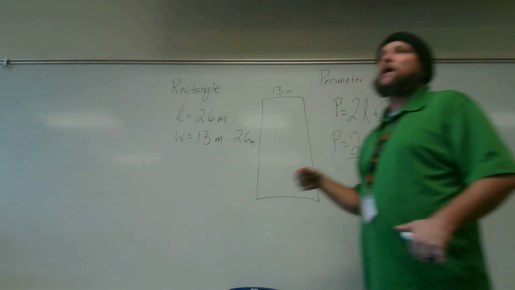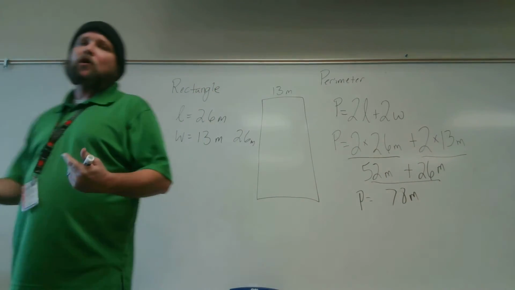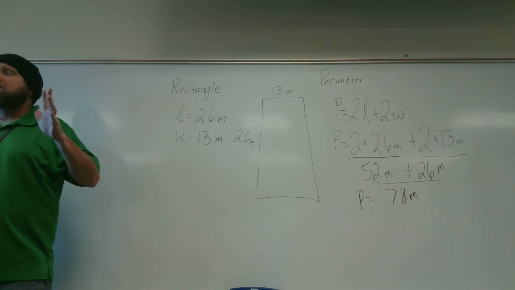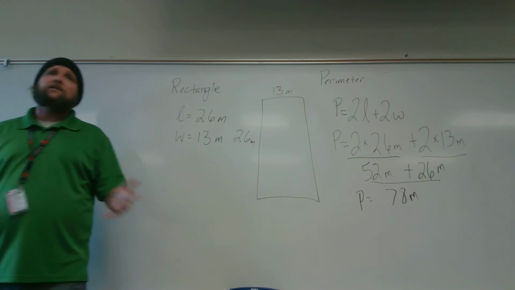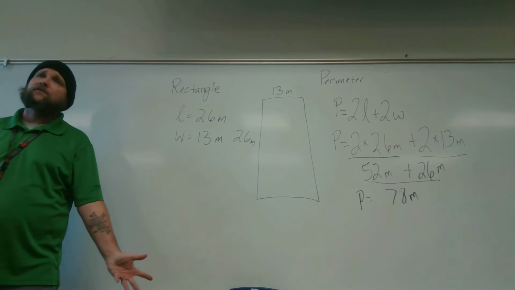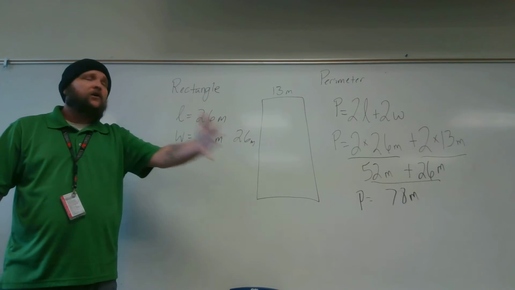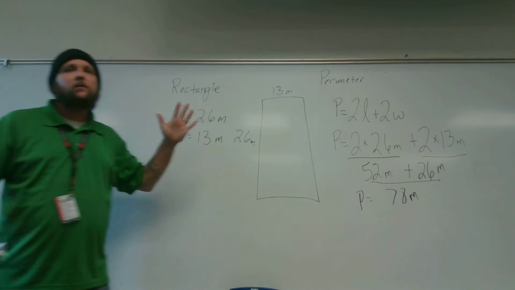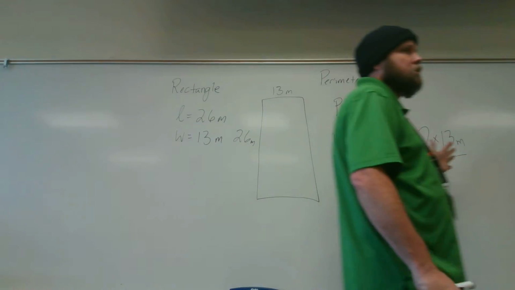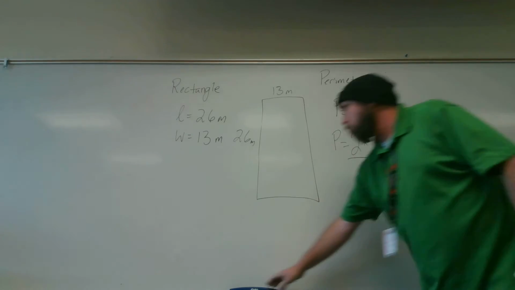Now what you're going to see a lot is they're going to give you a word problem where it says they're building a rectangular garden. This is the measurements of the garden. What is the perimeter? Or what formula could be used to find the perimeter? And they're not going to give you the picture. That's why we always draw the picture. Okay, so let's look at a couple more.